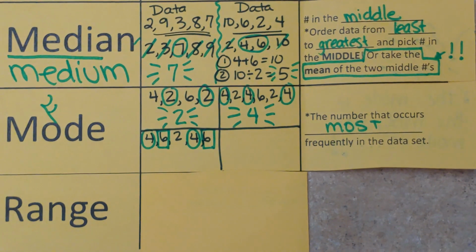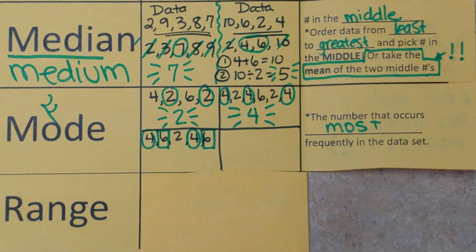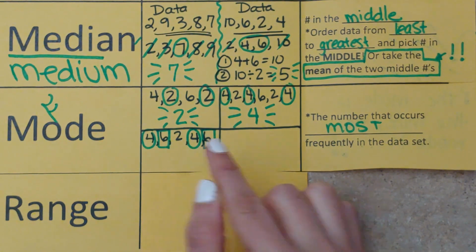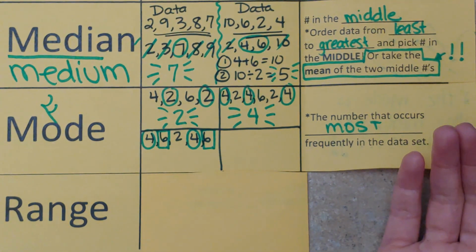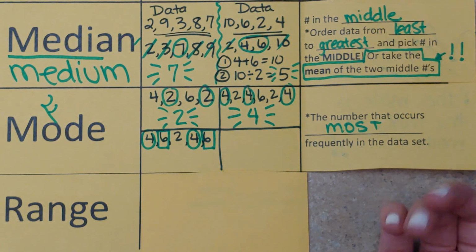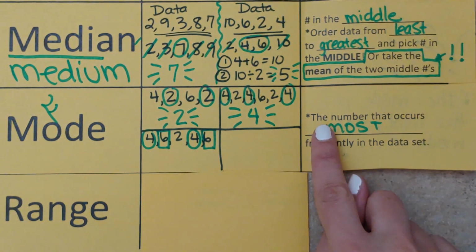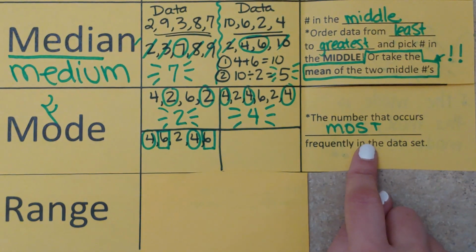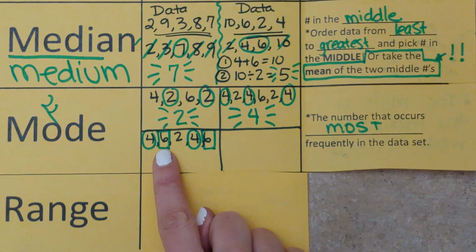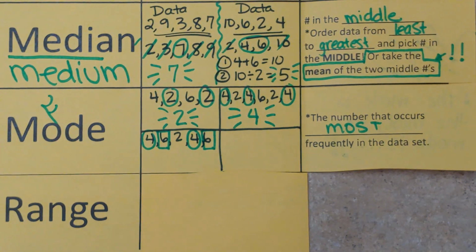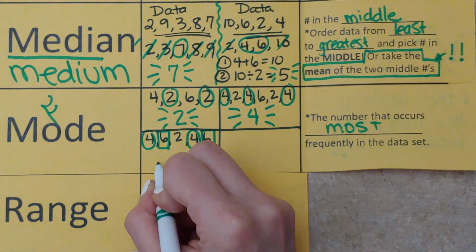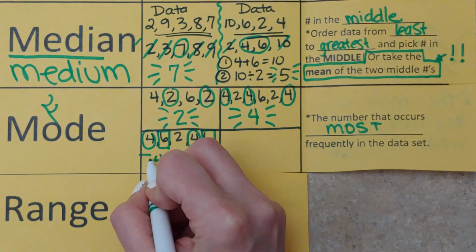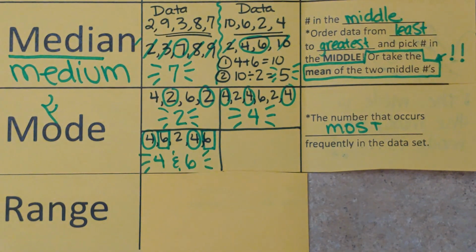I had another student say, I bet it's 5 because both of these appear twice, so 5 is right in the middle of 4 and 6. We just again went back to the definition, the number that occurs the most frequently. Does 5 appear the most? It doesn't. We don't even see it at all. So on this one, we can actually have more than one mode. 4 and 6 occur the most often.